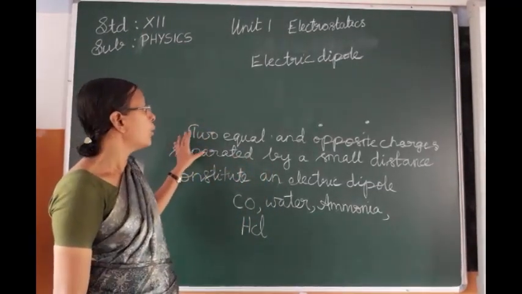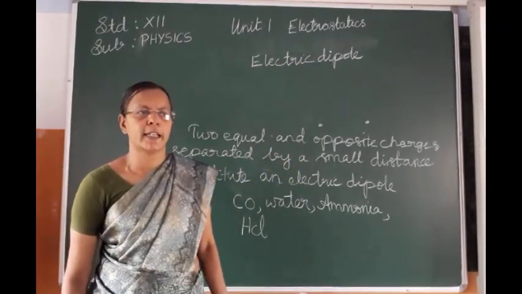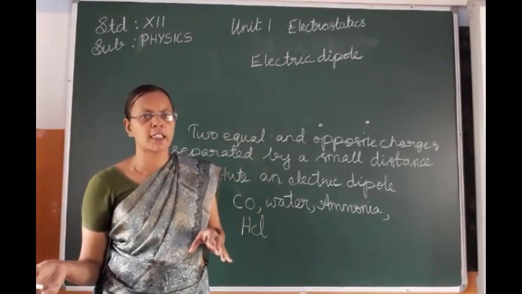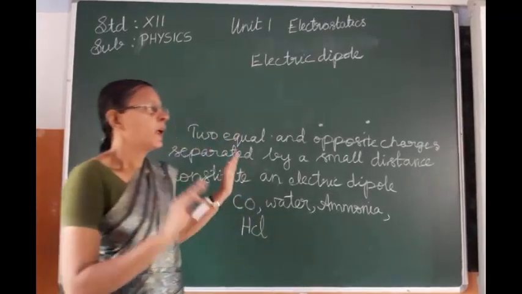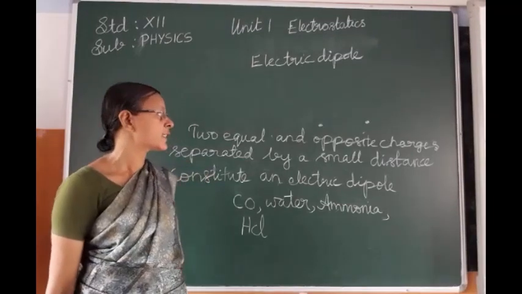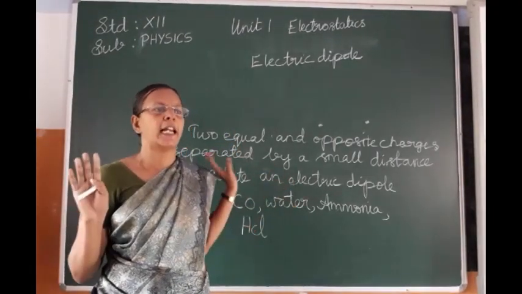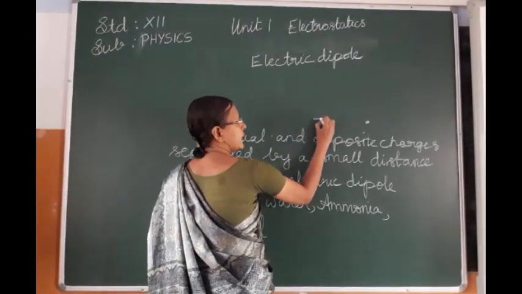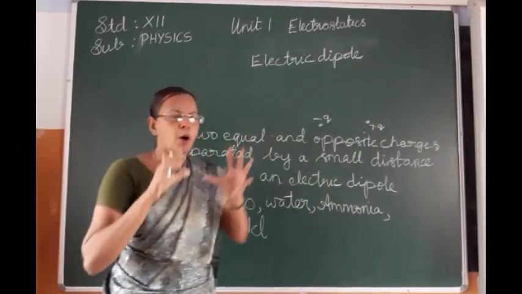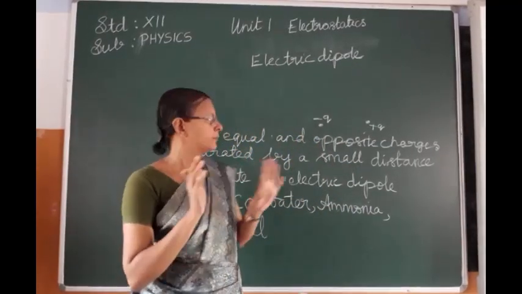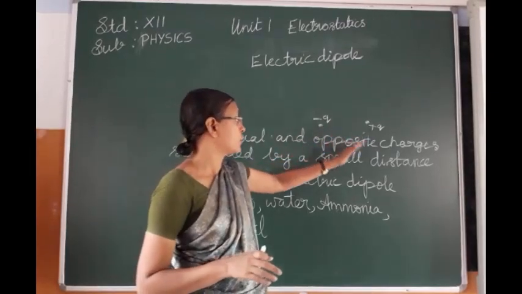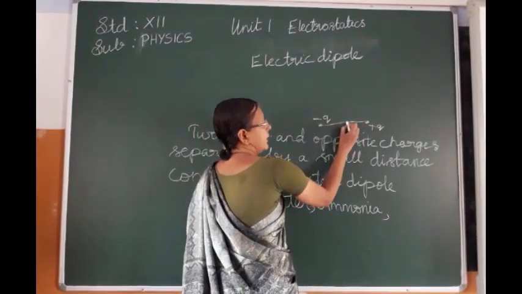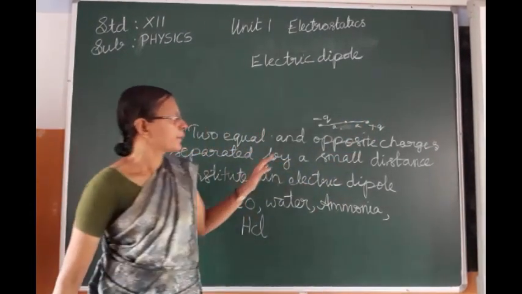Once more, what is an electric dipole? Two equal and opposite charges separated by a small distance. Yesterday also we learned about charges only. Today also we know there are positive charges and negative charges, two types of charges, but the magnitude is equal in this electric dipole. We have to consider two charges at a particular distance. This one is minus q, this is plus q. Both are at a small distance, with the same magnitude but opposite charge. This distance we can take as a, from the center. Okay, this is an electric dipole.